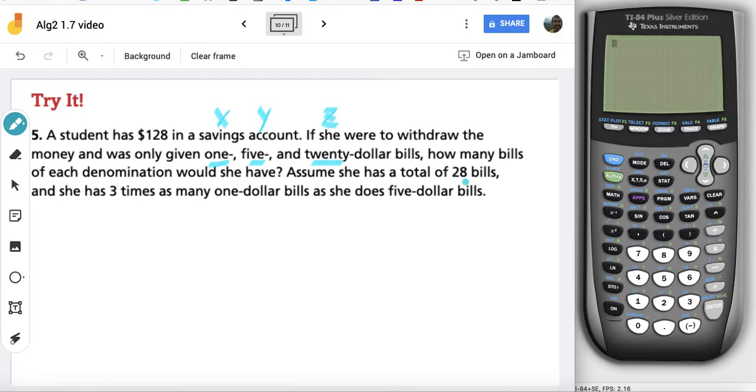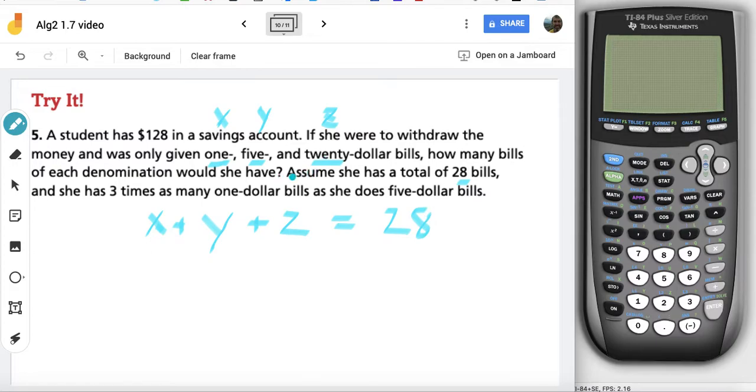And we know there's 28 bills, so here's my first equation. X plus Y plus Z equals 28.